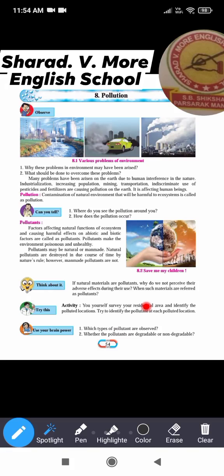Now, when you observe around your residential area, you will find different types of pollutants. For example, the smoke coming out from vehicles, the dust particles coming from construction sites, the smoke coming out from the chimneys of different factories, smoke coming out from the chimneys of many factories, etc.